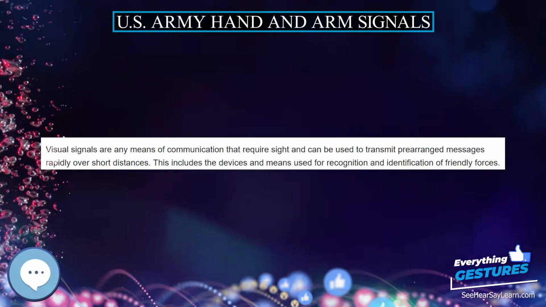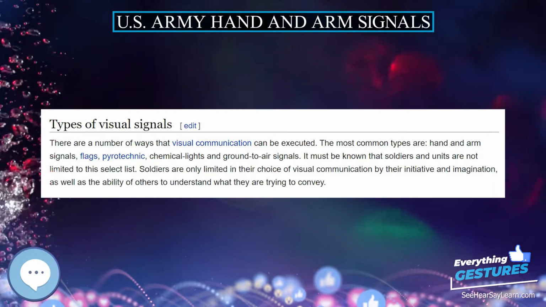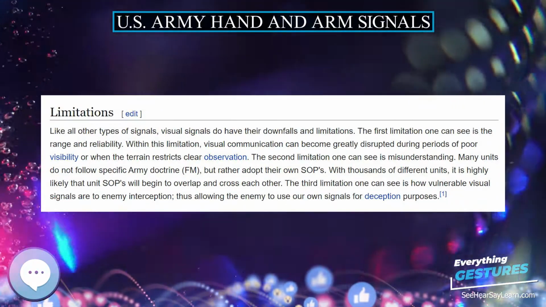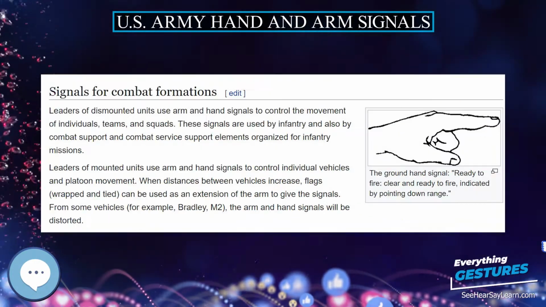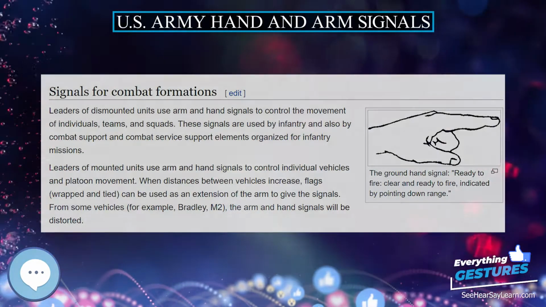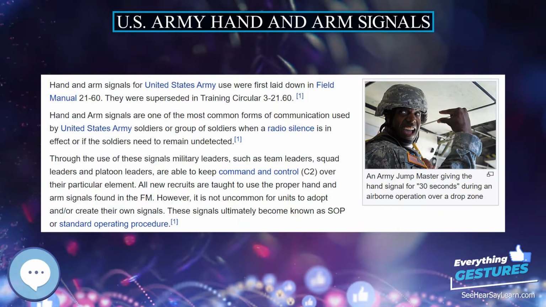Many units do not follow specific Army doctrine, FM, but rather adopt their own SOPs. With thousands of different units, it is highly likely that unit SOPs will begin to overlap and cross each other. The third limitation one can see is how vulnerable visual signals are to enemy interception, thus allowing the enemy to use our own signals for deception purposes.